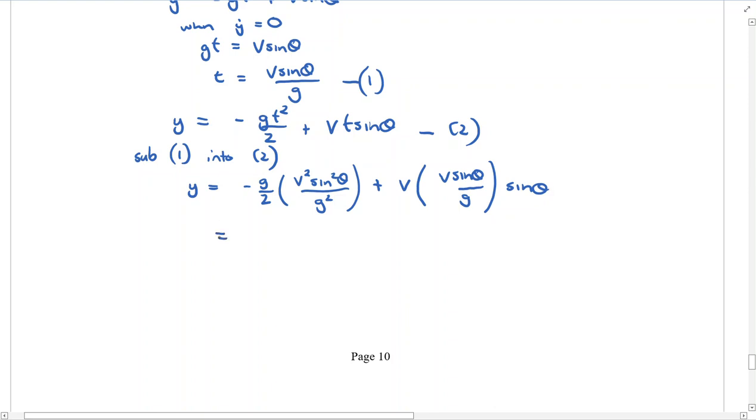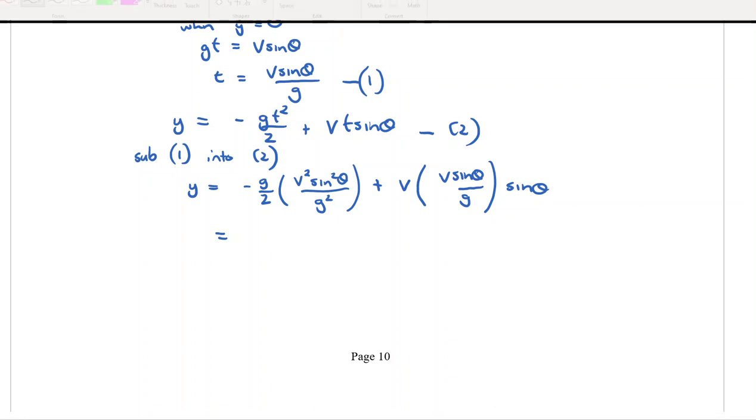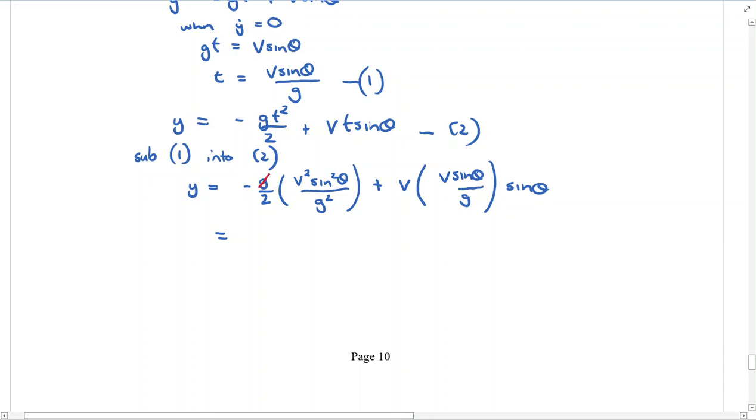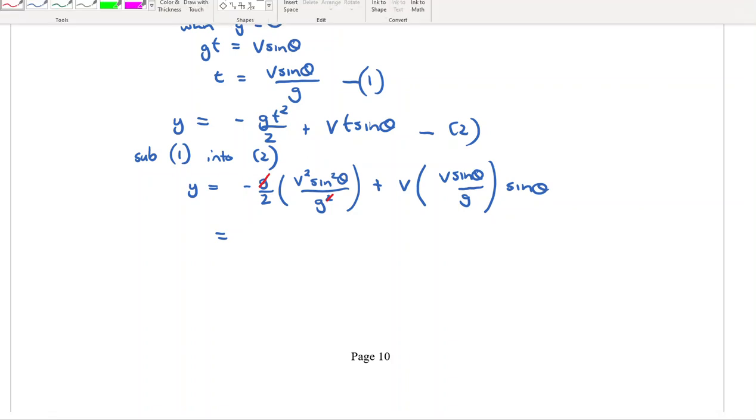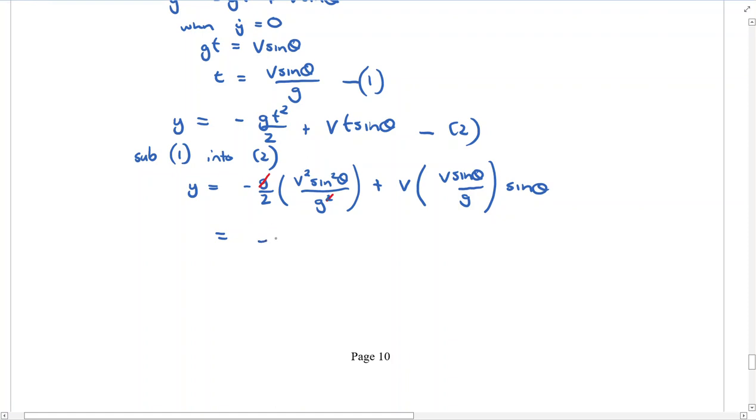simplifying. What can we do? See how I have a negative g and a g squared on the bottom? Let me see if I can get my red pen here. I'm going to cancel that g with one of those. So I'll have a g on the bottom. And I think that's all I can do for the first term. So that's going to be a negative v squared sine squared theta over 2g. The second term, v times v makes v squared, and sine times sine makes sine squared theta all over g.